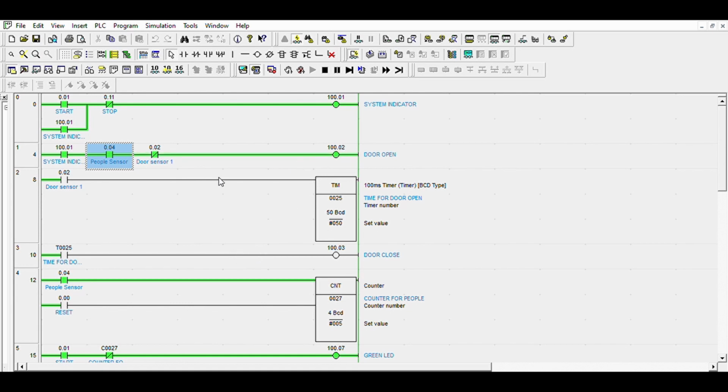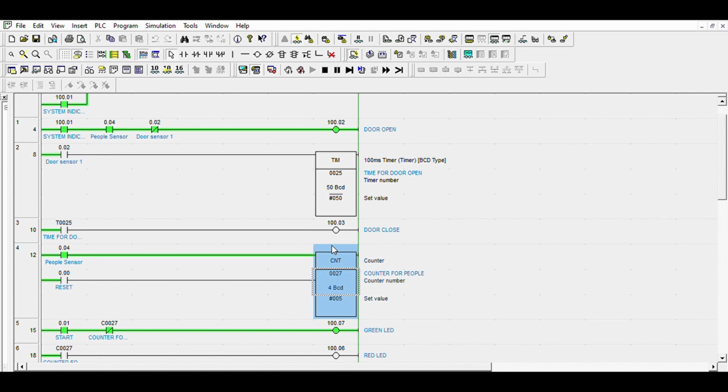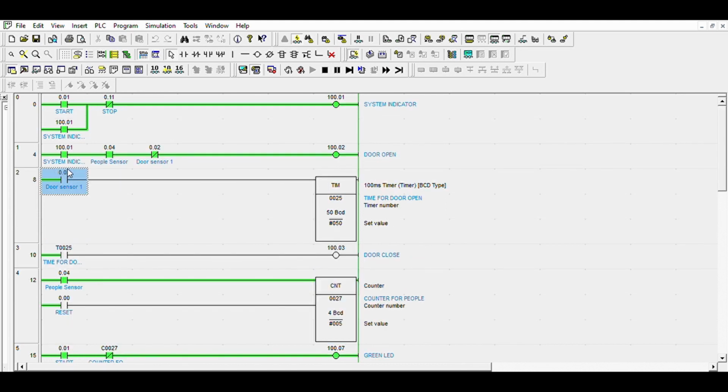Okay. At the same time, in rung 4, the people sensor will turn on, and the counter which counts the number of visitors is increased by 1. Then, in rung 2, when door sensor 1 is turned on, the door sensor 1 in rung 1 will also turn on. At the same time, the timer for door open will be activated and start counting for 5 seconds.